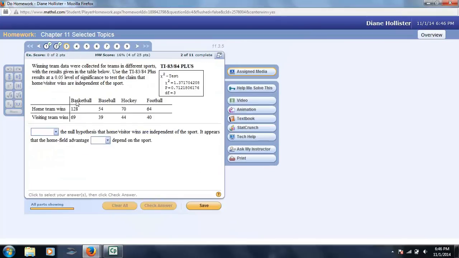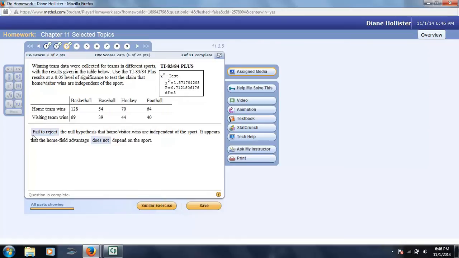Now, on the next one here, we're given a little bit of a printout from a TI-83/84 calculator, and we're testing the claim to see if home and visitor wins are independent of the sport. Now, this is your contingency type of test, and you'll notice here you have a rather large p-value. And so we need to think about what does that mean in comparison to the 0.05 level of significance. Fail to reject H0.